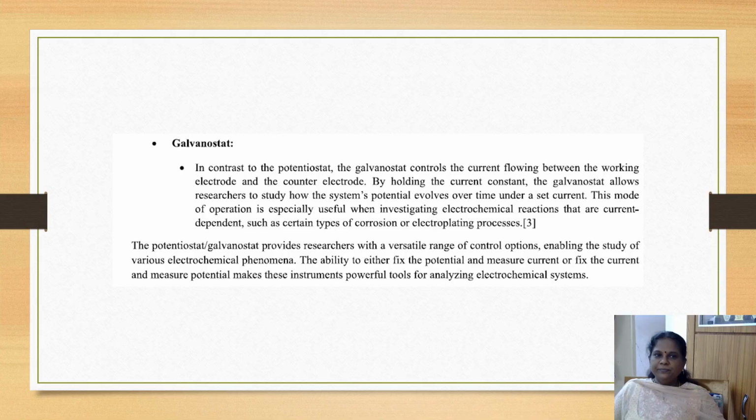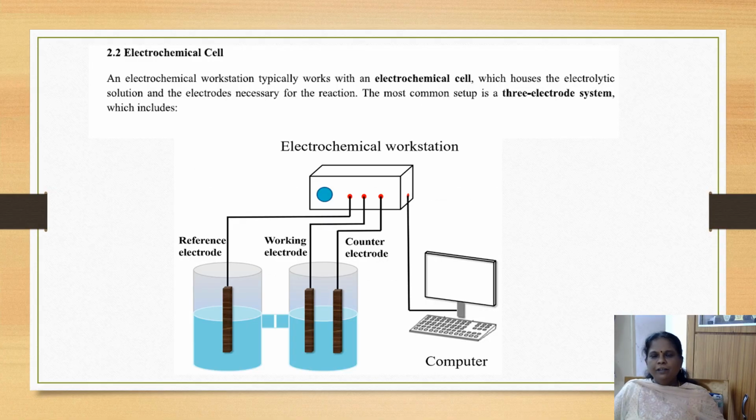electrochemical systems. As we have already seen, the electrochemical workstation consists of the basic element, which is the electrochemical cell. And the electrochemical cell houses the electrolyte solution. The electrolytic solution is poured into the electrochemical cell and the electrodes are immersed into the electrolytic solution. And the most common setup is the three electrode system. One is the working electrode, the second one is the counter electrode, and the third one is the reference electrode.